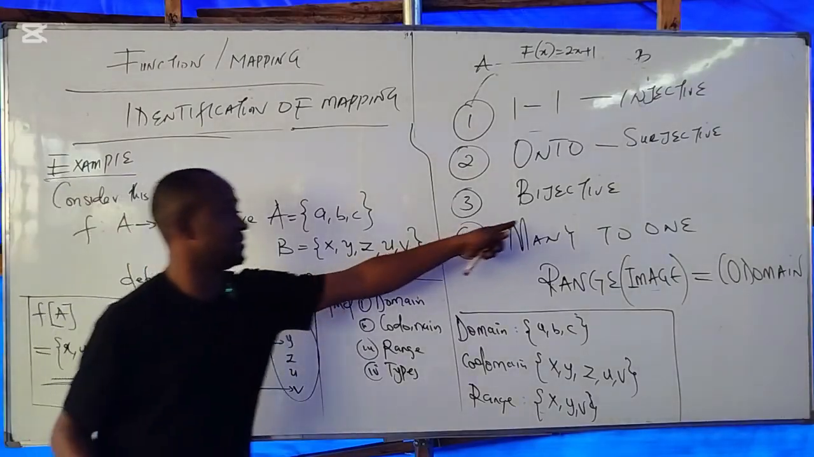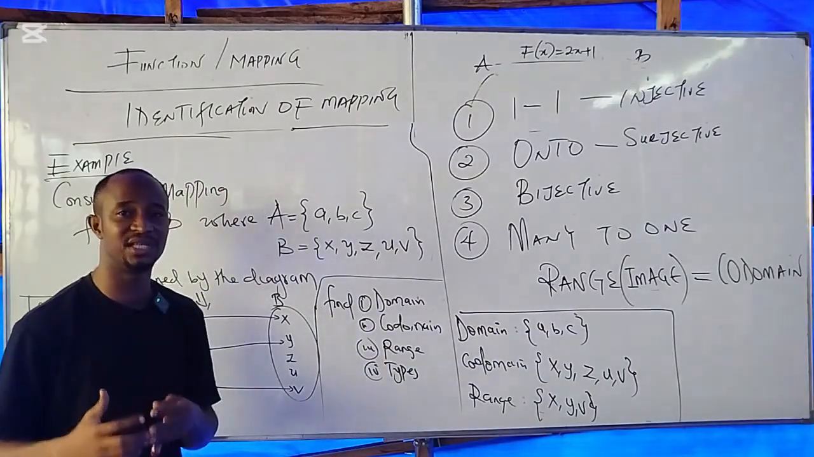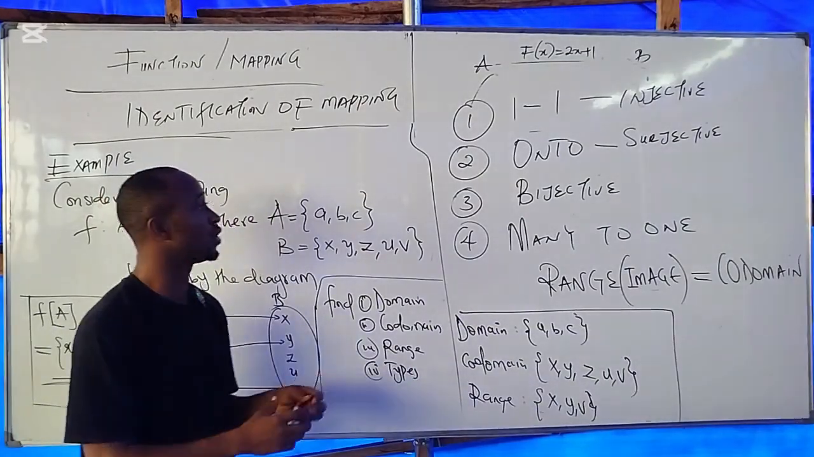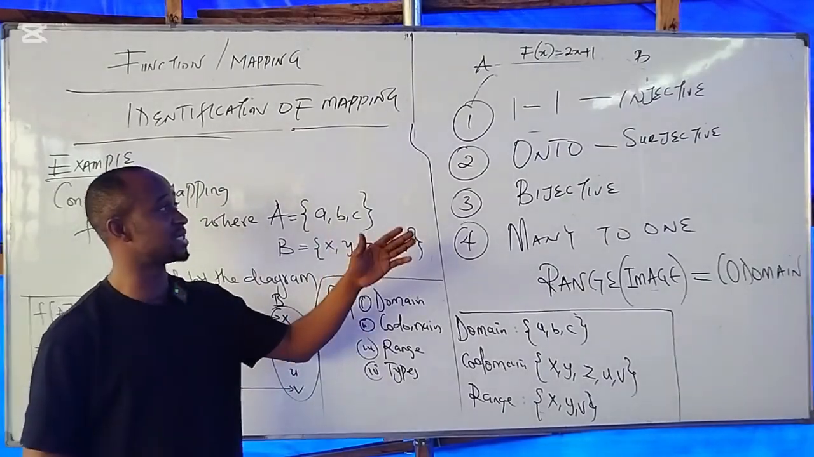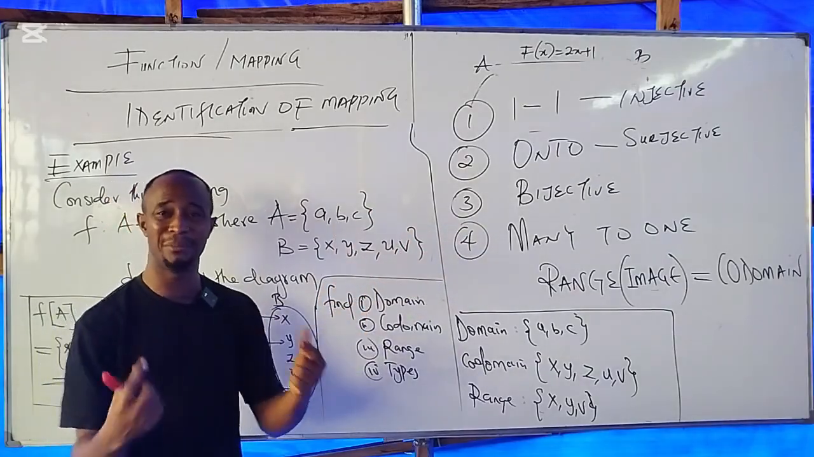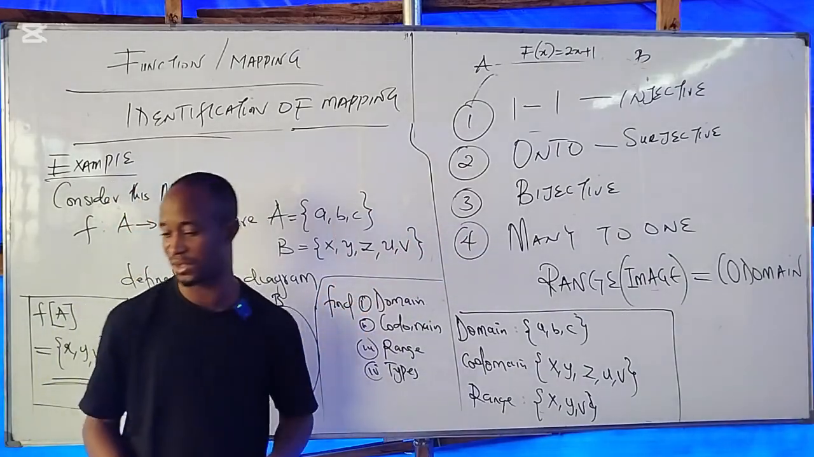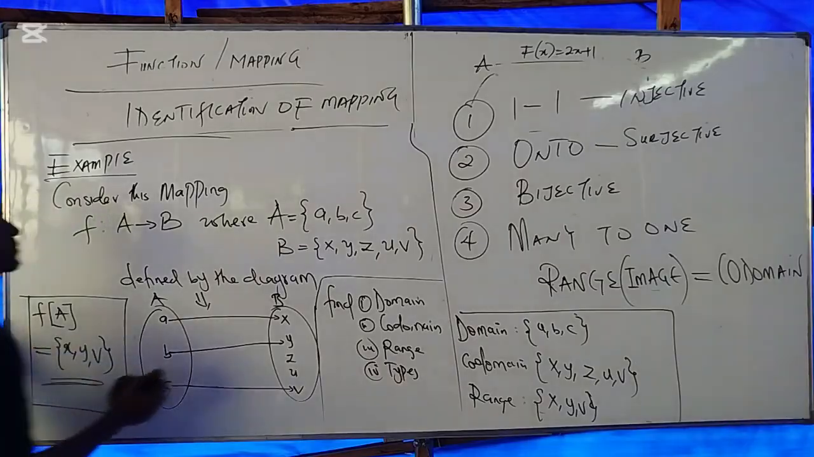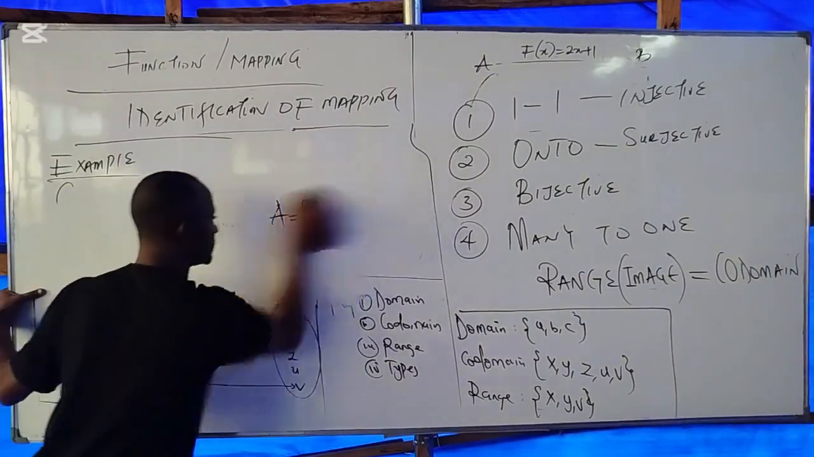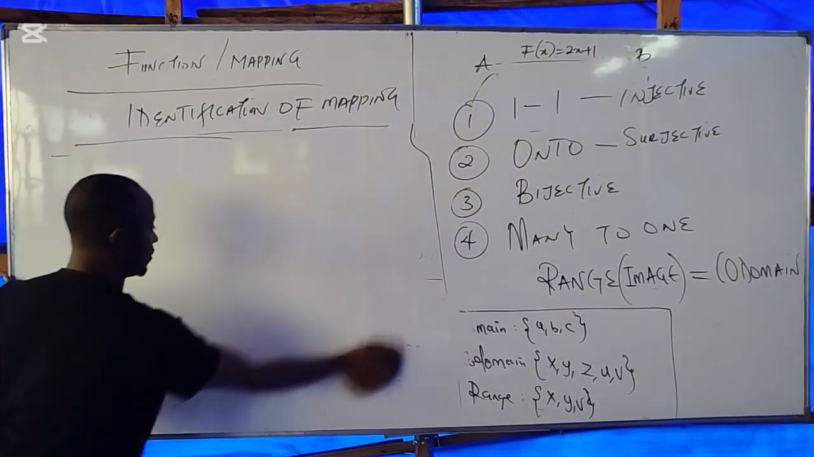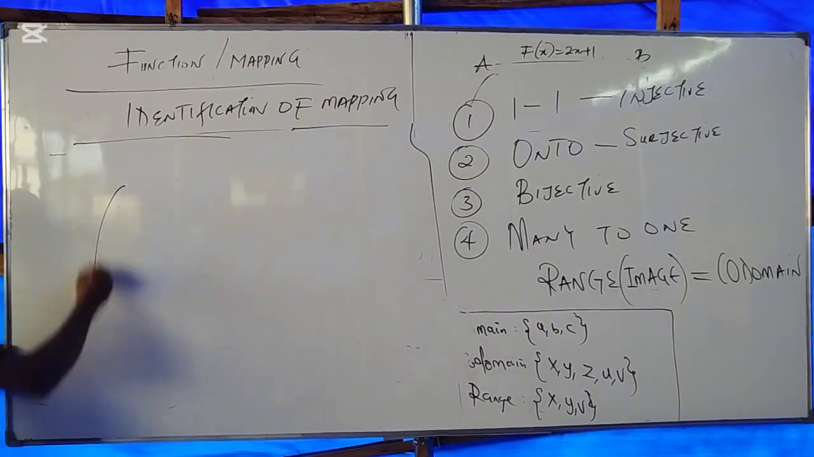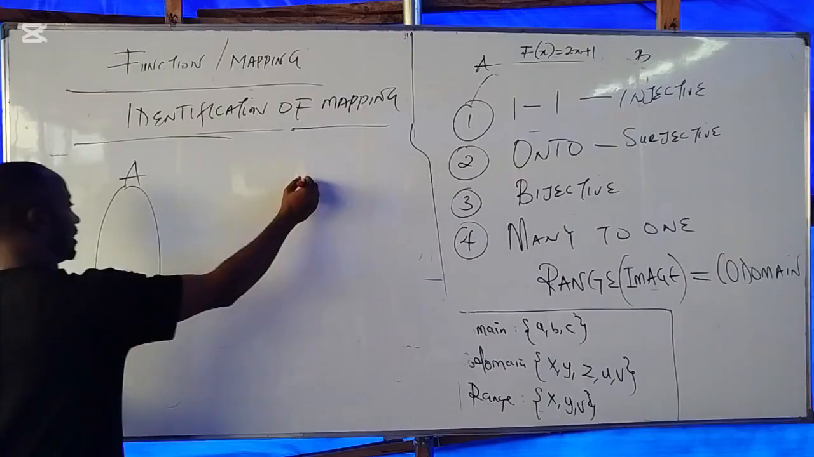Then when I say bijective function, a function is bijective when it is both onto and one-to-one. When the function is both surjective and injective, we have a bijective function. A good example of a bijective function is the fourth diagram I gave you.